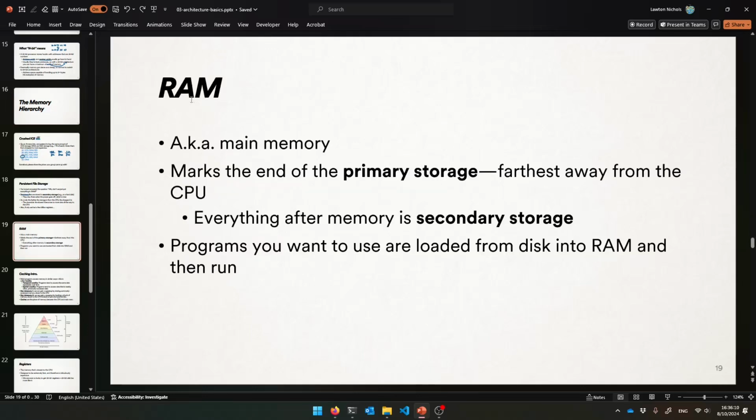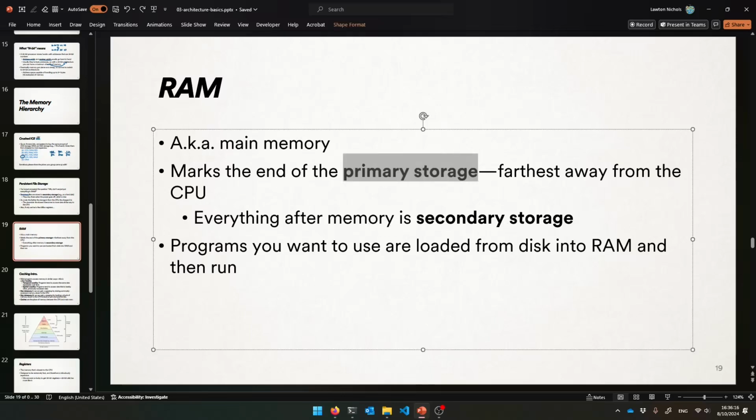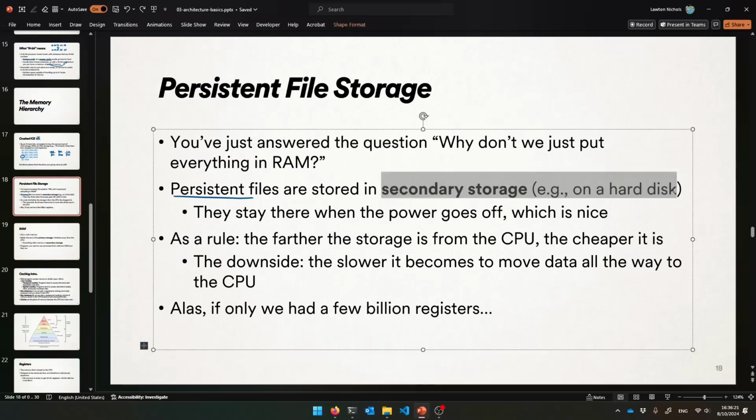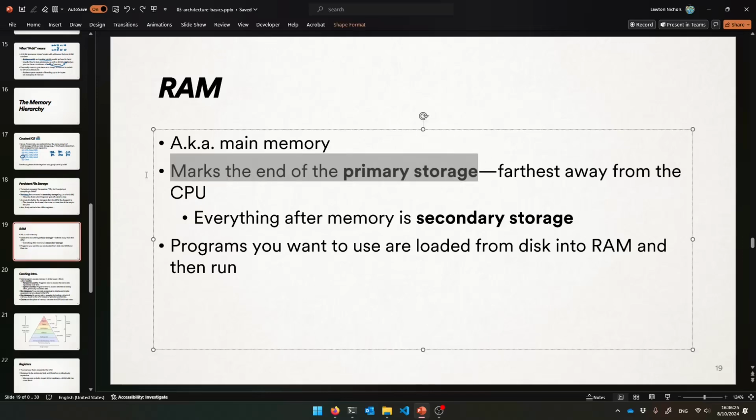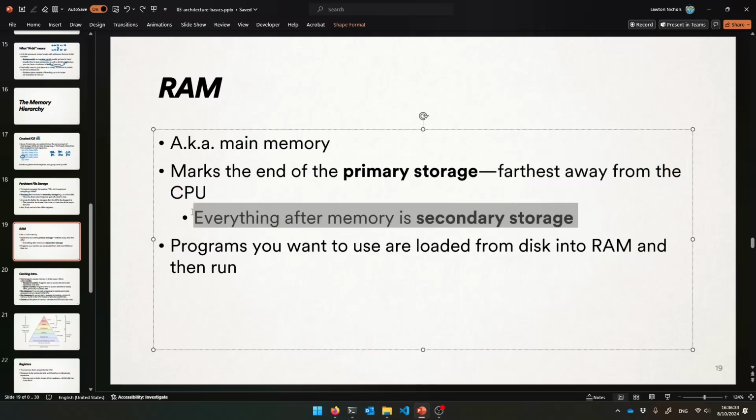RAM is your main memory, your random access memory. That is your primary storage. Registers are also primary storage; RAM is the farthest primary storage away from the CPU. Everything after memory, and I'll give you a diagram in just a second, is called secondary storage.